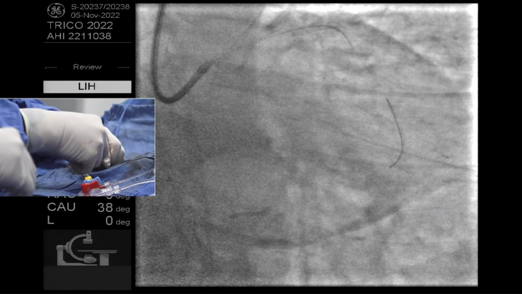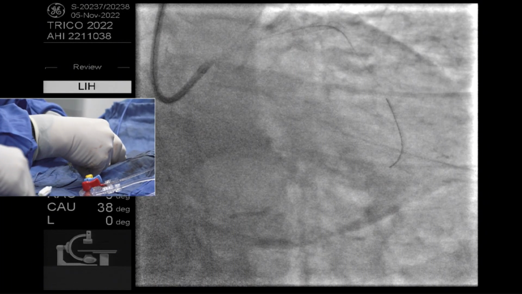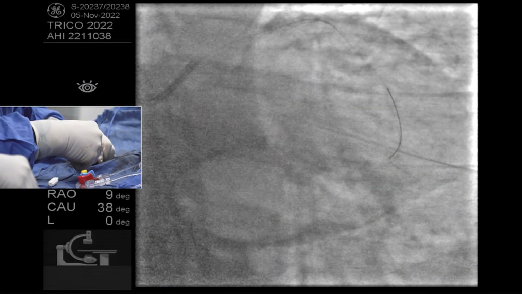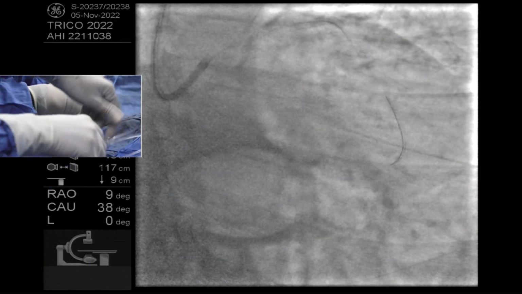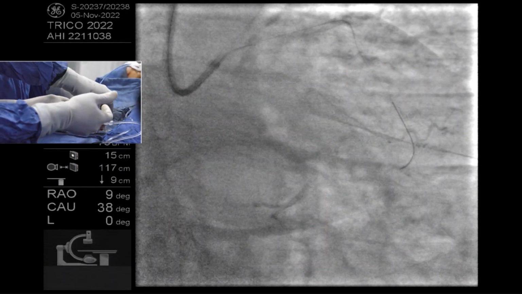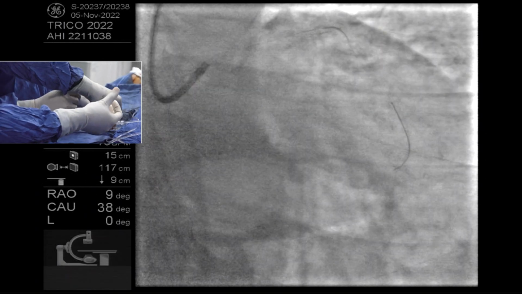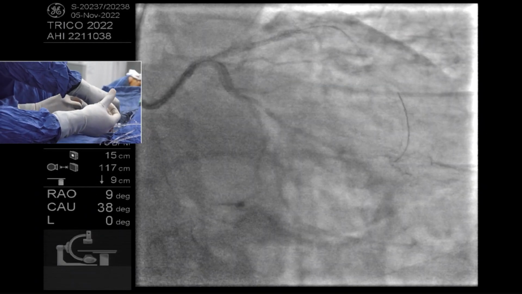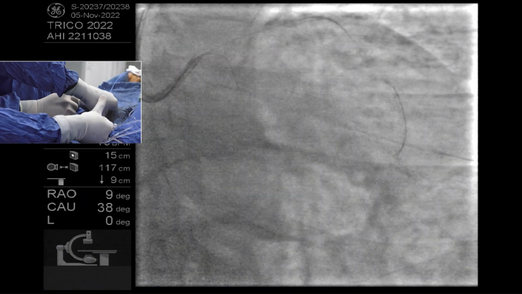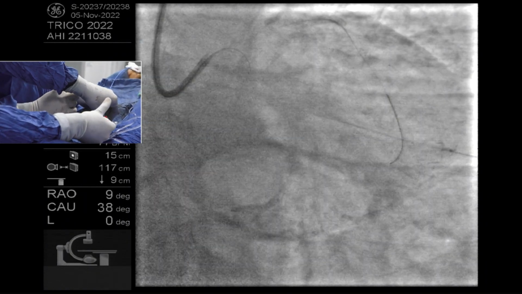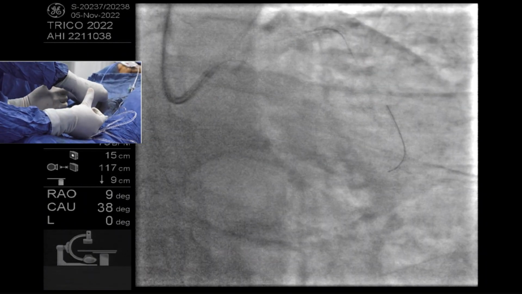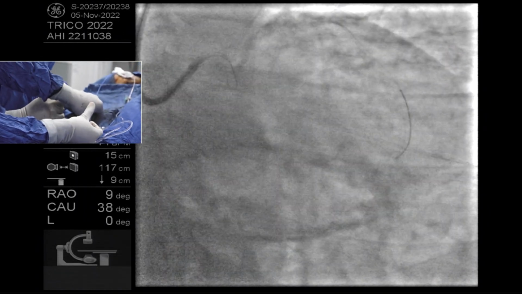So you now have a Fielder XT. Can we change the view to see the ostium very clearly of OM2? Go to deep on epicaudal. You mean on angiogram or on IVUS? For the question about the ostium of OM2, you mean on IVUS? On angiogram?